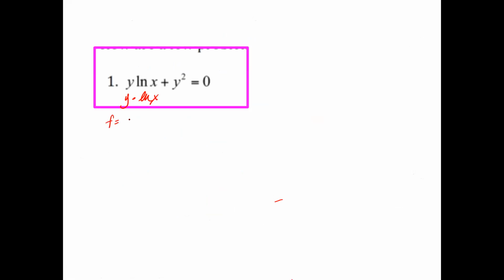For the product rule, f is y, so f prime is 1. g is ln x, so g prime is 1 over x. You could say the derivative is equal to f prime times g, so 1 times ln x is ln x, plus f times g prime, so that's going to give me y over x.